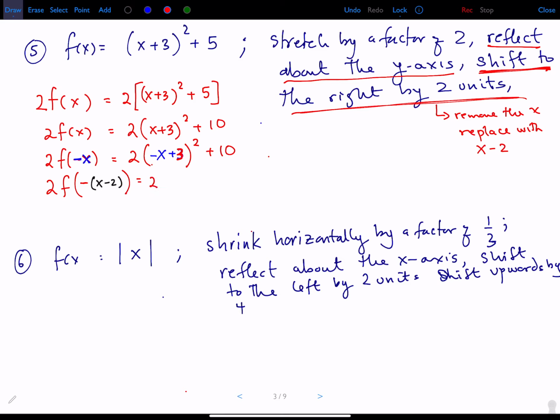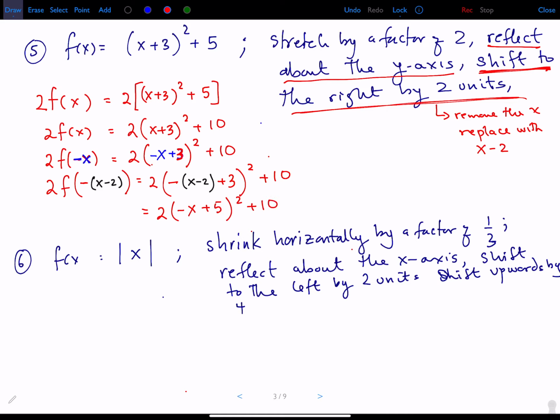So I get 2 into parentheses minus, and then this new x is now x minus 2. So I have my x minus 2, and then I have my plus 3, all squared, plus 10. Now we can clean up this expression a little bit. So we have 2 times negative x, that's positive, plus 5 squared plus 10.